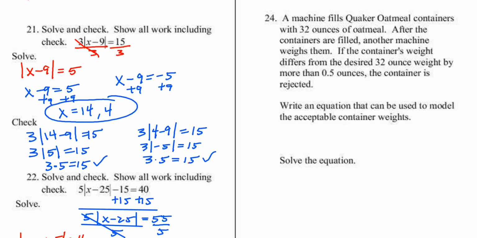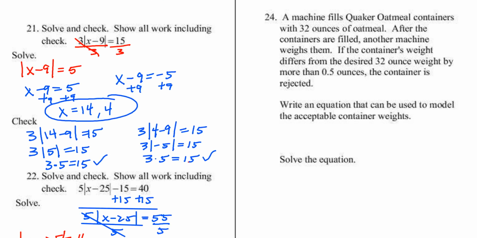Alright, very last problem. A machine fills Quaker oatmeal containers with 32 ounces of oatmeal. After the containers are filled, another machine weighs them. If the container's weight differs from the desired weight of 32 by more than half an ounce, the container is rejected. Write an equation that can be used to model the acceptable container weights. So again, the absolute value of something, because it has to be no different than half an ounce. That's half an ounce too low or half an ounce too high.